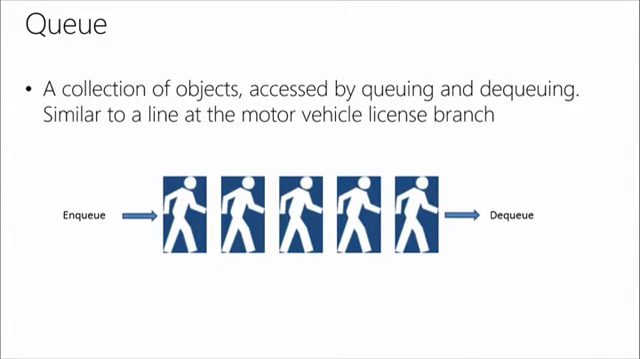The next one we look at is a queue. Again, it's a collection of objects, but we access a queue through queuing, or enqueuing, a value and taking it off through dequeuing. I use this one to represent something similar to a line at the motor vehicle branch. This is considered a first in, first out type of data structure, where the first piece of data that goes into the queue will be the first piece of data out of the queue.